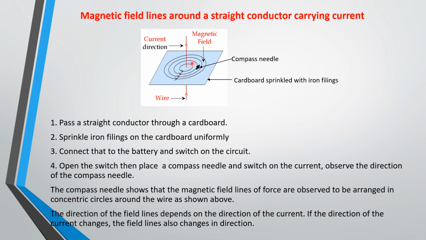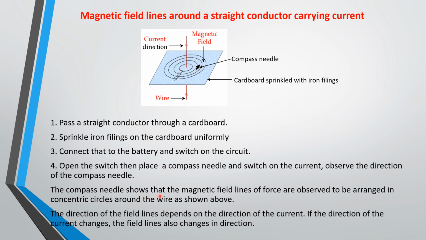Okay, so for you to carry out this process, one, pass a straight conductor through a cardboard, sprinkle iron filings on the cardboard, connect the system to a battery and switch on. Then open the switch and place a compass needle and switch on current. Observe the direction of the compass needle. The direction of the compass needle will give you the direction of the lines of force.